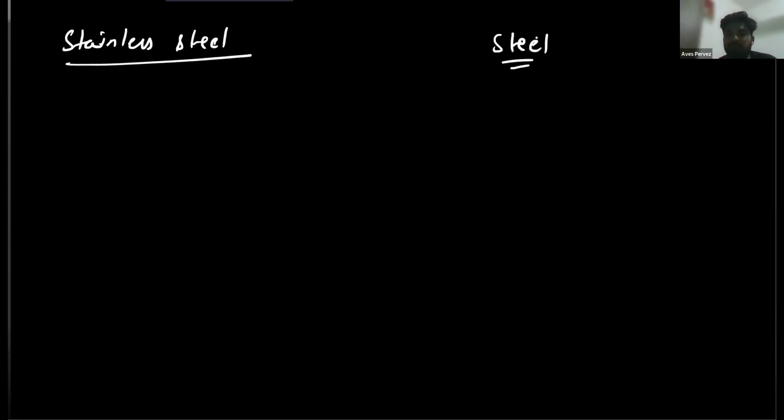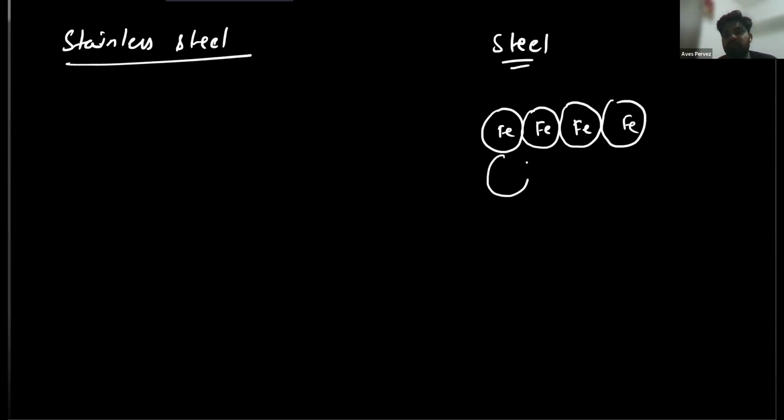For example, take an alloy of steel. There are two types of steel. One is stainless steel. Another is the normal steel from which the railway track is made. So let's suppose these are the iron atoms, Fe. Fe means iron atoms, and they are combined together in the railway track.